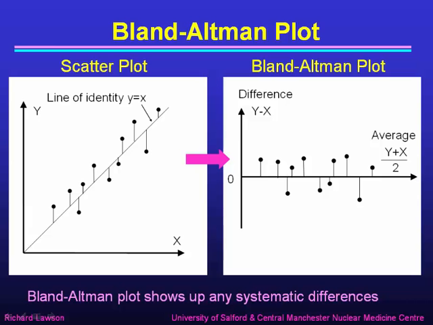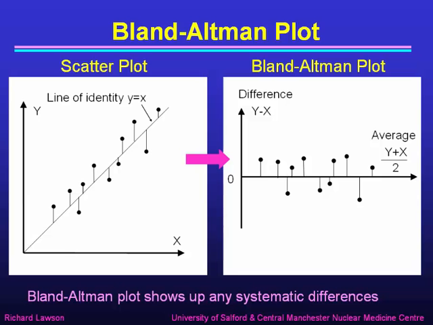Here is an example of a Bland-Altman plot. On the left we've got the ordinary scatter plot with y on the vertical axis and x on the horizontal axis, and the diagonal line showing the line of identity where y is equal to x.